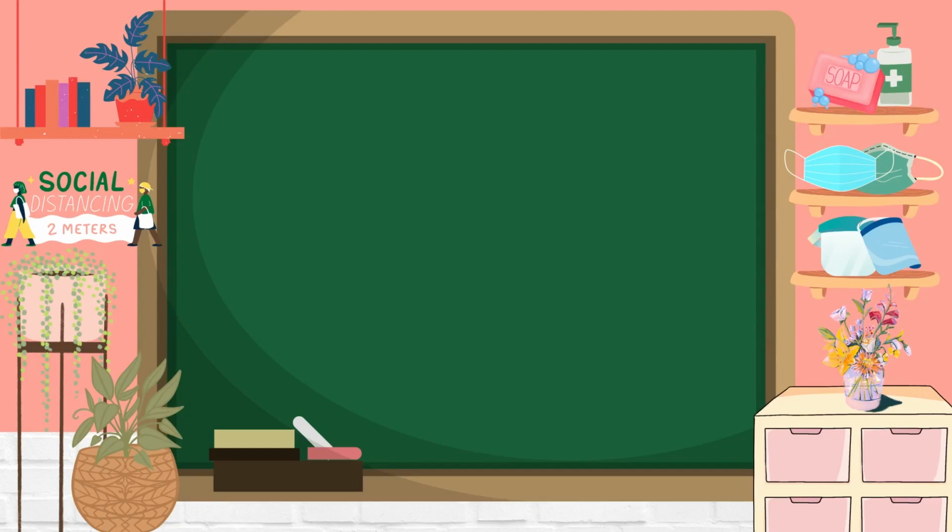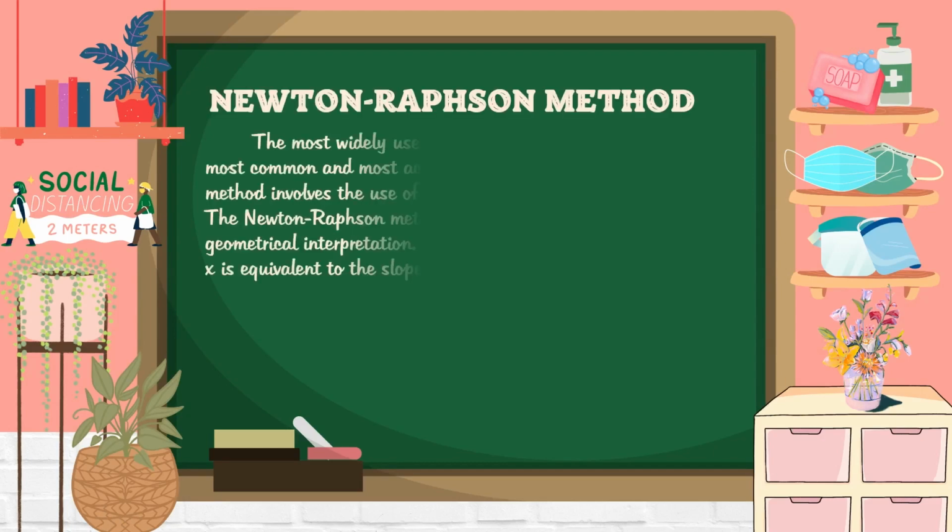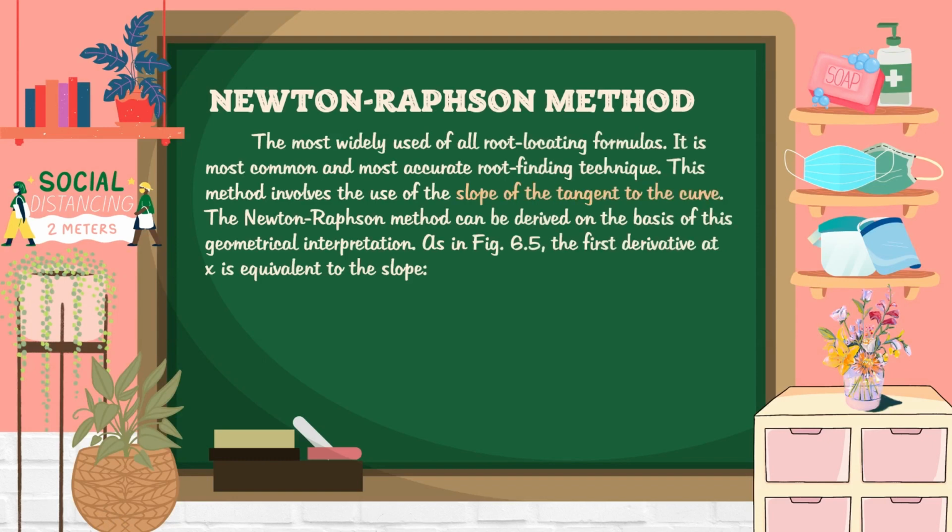In continuation with our discussion, we're going to discuss the Newton-Raphson method. The Newton-Raphson method is the most widely used of all root locating formulas. It is the most common and most accurate root finding technique. This method involves the use of the slope of the tangent to the curve. The Newton-Raphson method can be derived on the basis of this geometrical interpretation, as in figure 6.5.